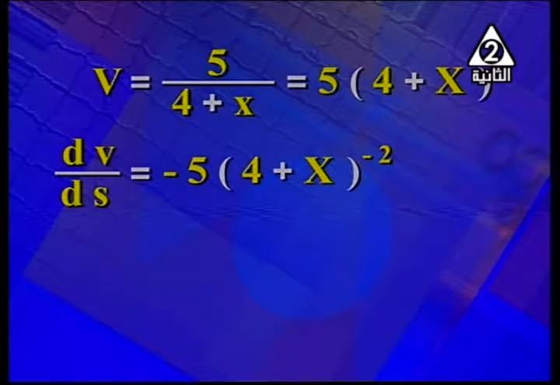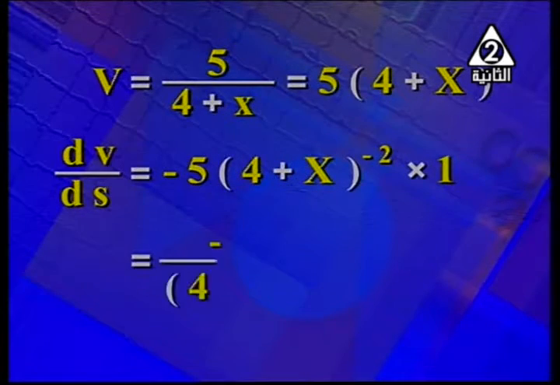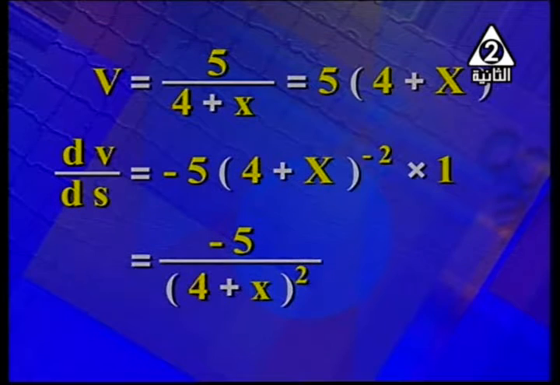V equals 5/(4 + x), which is 5 times (4 + x) to the power negative 1. Taking the derivative with respect to s, dv/ds equals negative 5 times (4 + x) to the power negative 2 times 1, the derivative of x. Then the answer is negative 5 over (4 + x) all to the power 2.